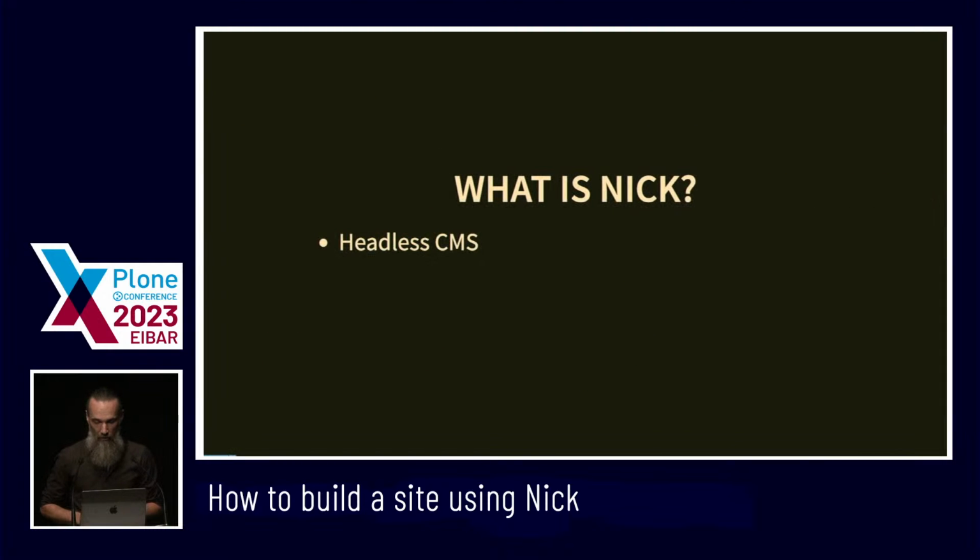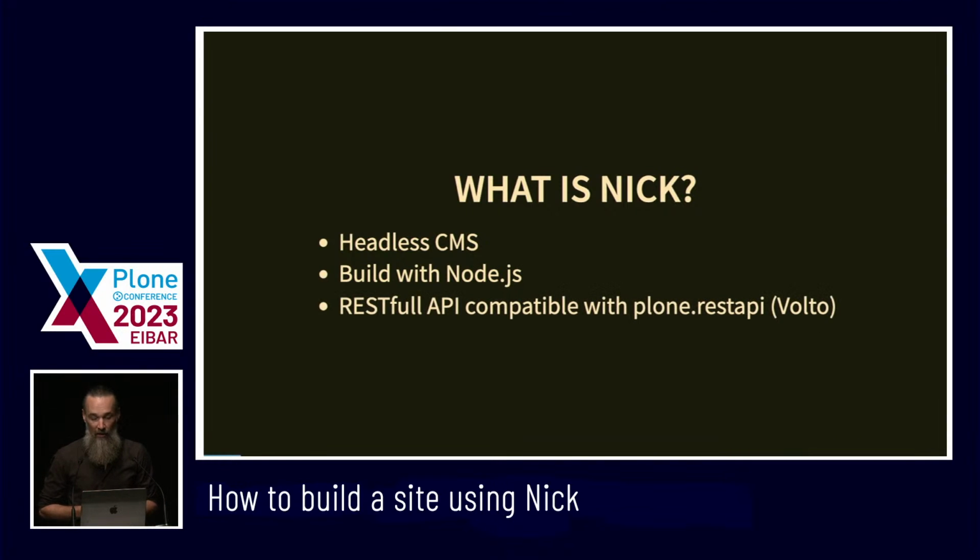Yeah, so what is Nick? Nick is a headless CMS. It's built with Node.js. Sorry, no Python. And it has a REST API, which is compatible with the Plone REST API. So it basically implements probably 99% of what the Plone REST API does. There are some minor differences, but not that many. So that also means it's compatible with Volto, so you can use Volto either with the Plone REST API or with Guillotina, which has been around for a bit longer, or with Nick. So you can choose, well, pick your poison, basically.